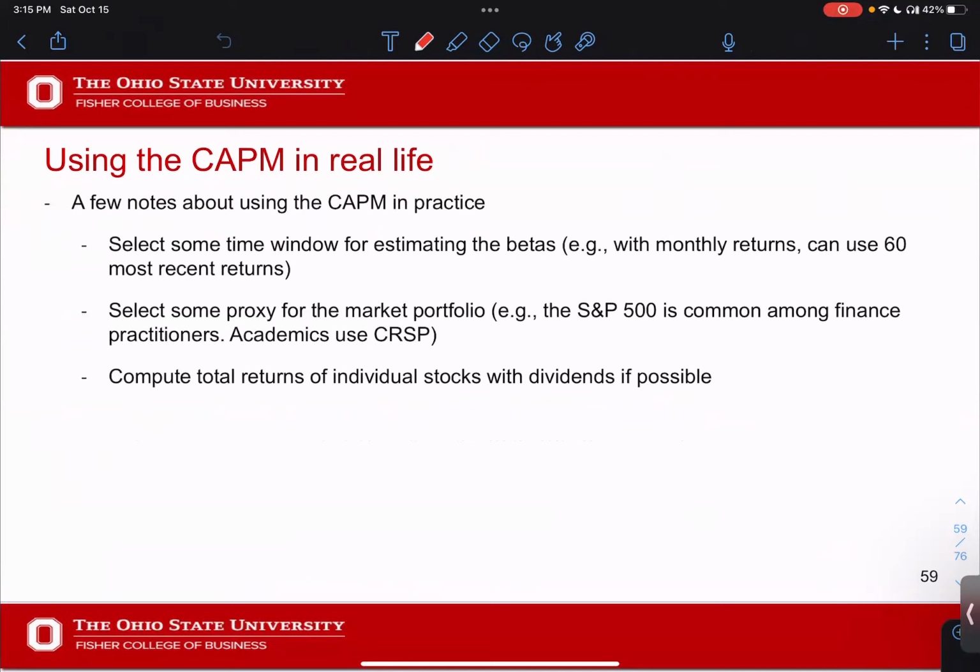Let's think about the CAPM model. Just a recap. Let me write it down here. The CAPM model is expected individual stock return equals to risk-free rate plus beta of individual stock return times the market risk premium.